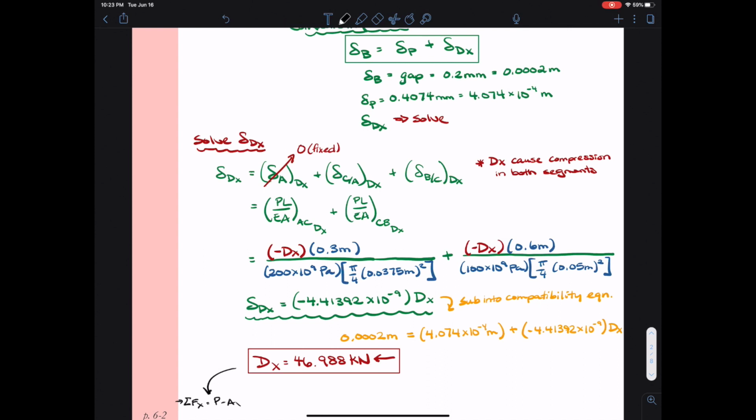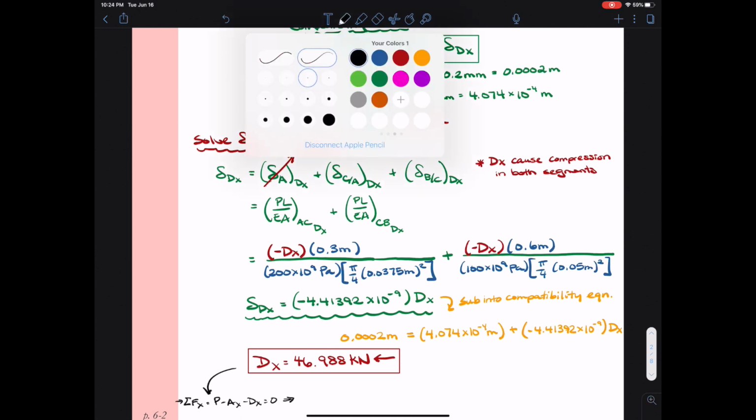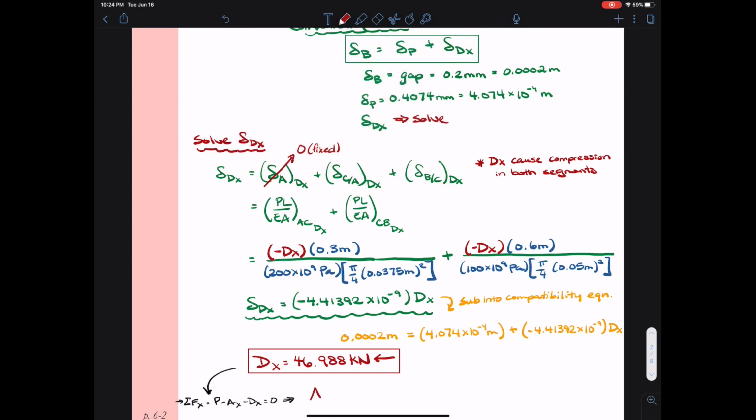The final step here is to then figure out what the reaction at A is, and then figure out what the forces in the members and the stresses are in these members. So doing our equilibrium, we find that AX will have to be 253.012 kilonewtons, also oriented to the left.